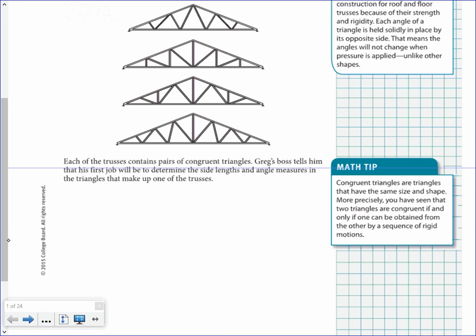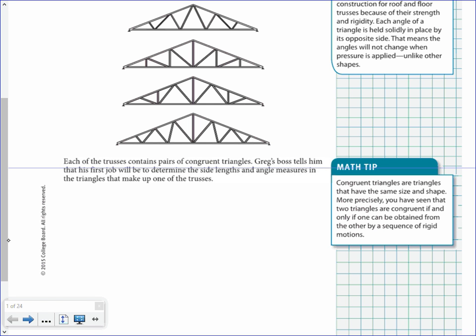So each of the trusses contains pairs of congruent triangles. Greg's boss tells him that his first job will be to determine the side lengths and the angle measures in the triangles that make up one of the trusses. And as you can see, the trusses have a lot of different triangles. We're not going to want to measure all of them. We want to try and do our work more efficiently. So we're going to see if we can figure out how to measure fewer triangles and use that information to find the side lengths and the measures of all the angles for one of the trusses.